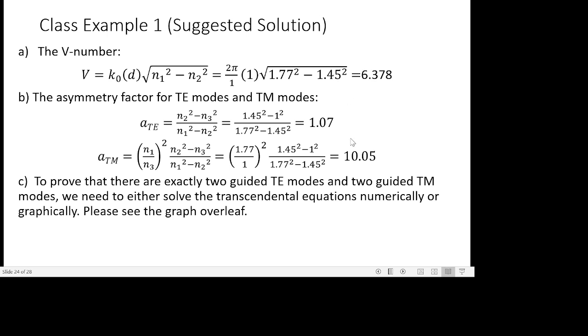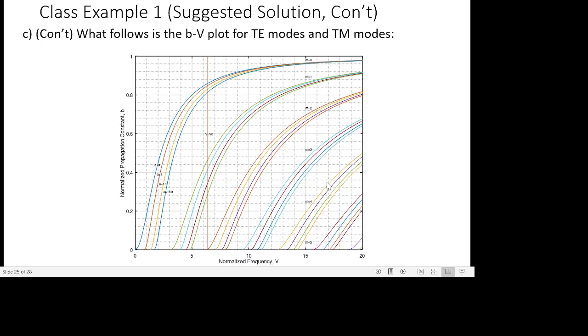Let's see the graph in overlay. So this is the universal V-b plot. What we need to do next is to add the vertical line representing the V numbers, and then from there we find the intersection points according to the asymmetry factor. Now let's take a look.